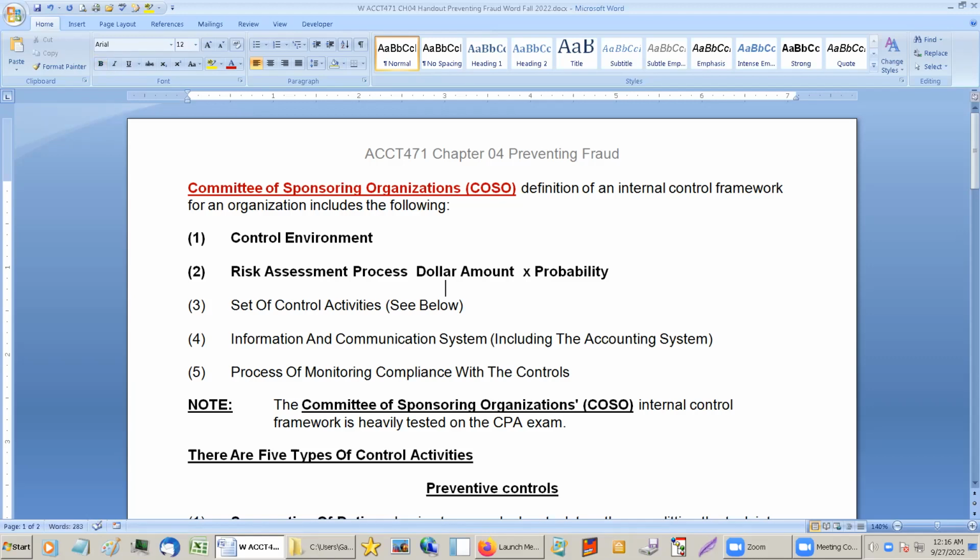For example, maybe you have a dollar amount of $5,000 and a probability of, say, 60 percent, so the likely loss from this fraud on average is going to be what, $3,000. So you're always looking at the probability of something, and the lower the probability, the less risk you're going to be at.